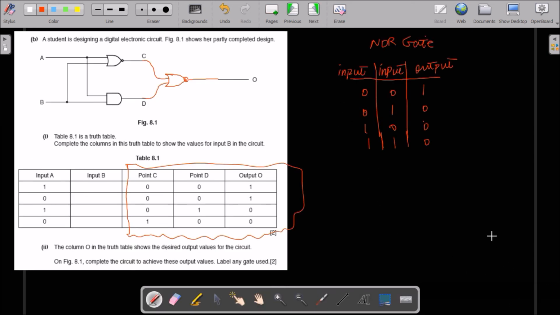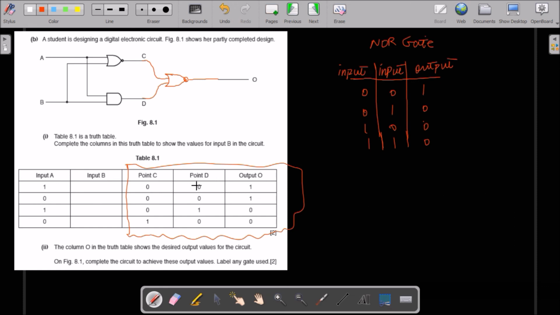I missed one part of question 8. It is said that the column O in the truth table shows the desired output values for the circuit. On figure 8.1, complete the circuit to achieve these output values. Label any gate used. Okay, look at point C and D. Now point C and D are input for output O.